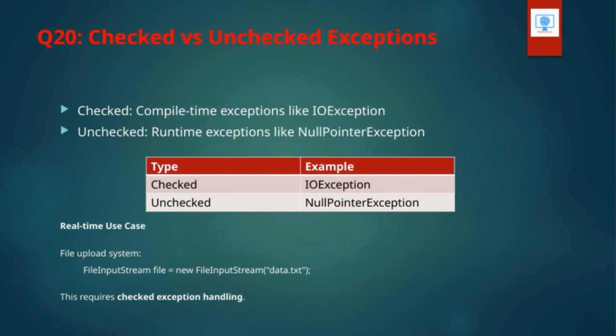In the real-world use case here, think about a file upload system. When you open a file with FileInputStream, like in this example, you must handle the checked exception, IOException. If the file isn't found or can't be opened, your program needs to respond appropriately, perhaps by alerting the user or trying again. So the key takeaway is that checked exceptions are for conditions you anticipate and can recover from, while unchecked exceptions usually point to bugs that need fixing. Understanding this distinction helps you write more robust, error-resistant code.